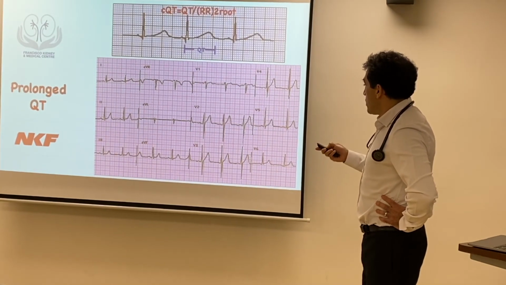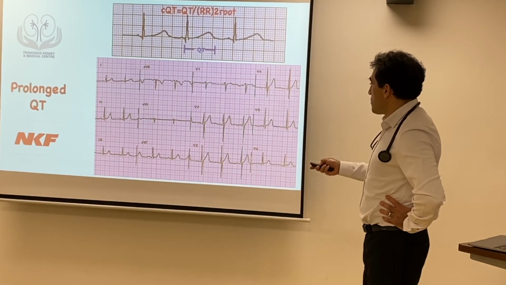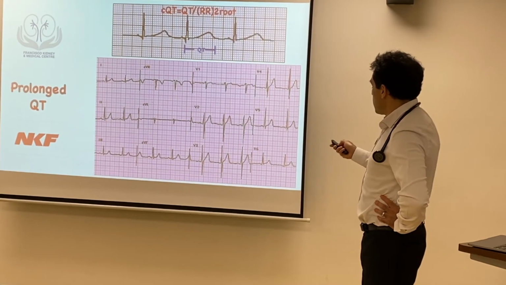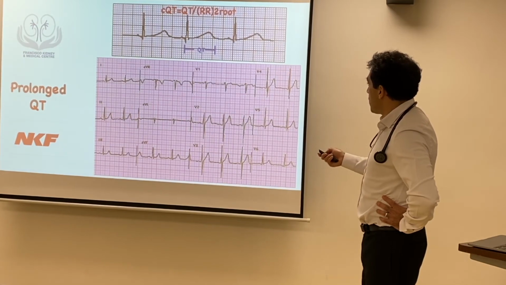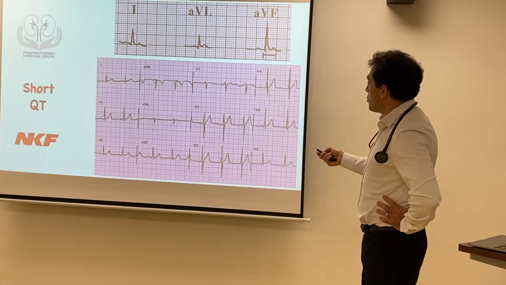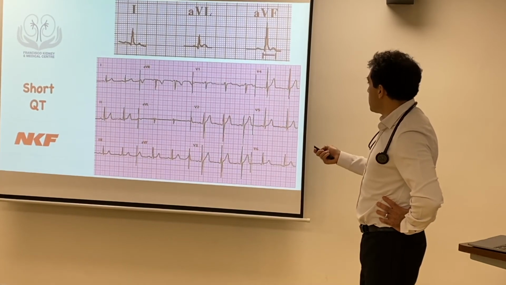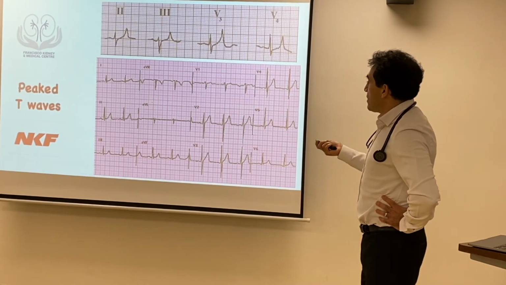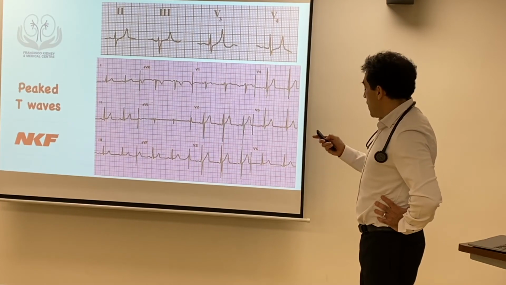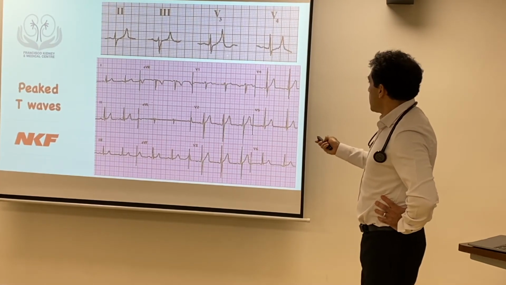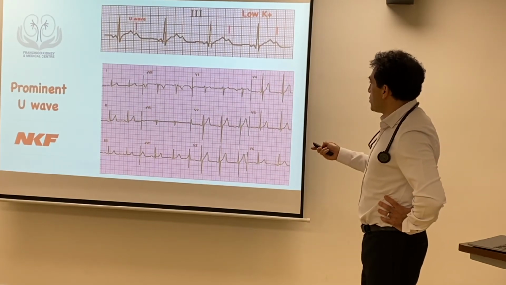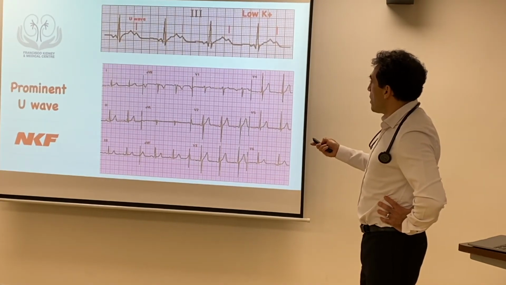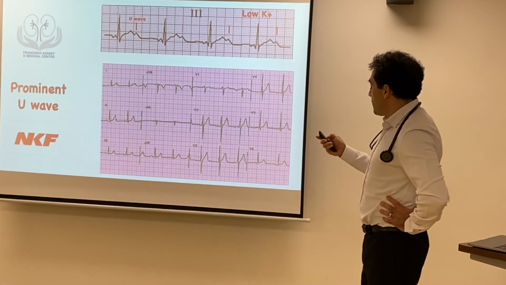Also, other issues on the ST segment is the prolonged QT. We will talk a little bit more later, but for example, in hypokalemia, hypocalcemia, and short QT in hypercalcemia. Peaked T waves, you are very familiar with, hyperkalemia can cause peaked T waves. Prominent U waves, where there is the T and then another wave there, is in hypokalemia.